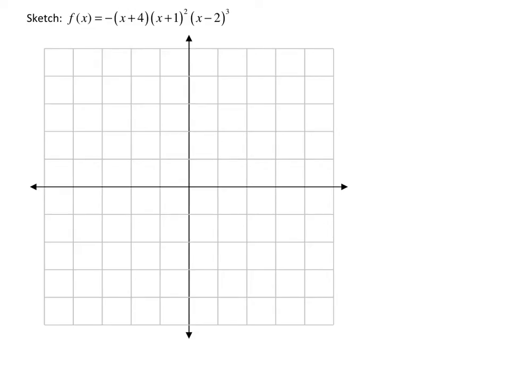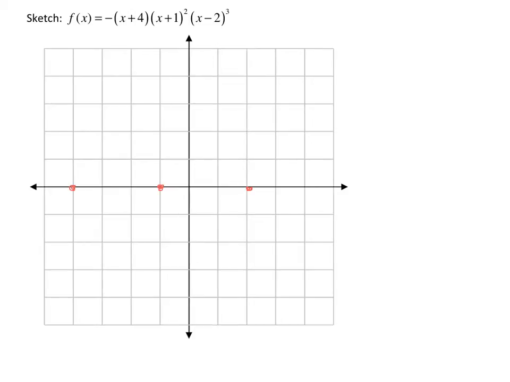Alrighty, let's sketch this polynomial function in intercept form, also called factor form. The first step is to look at the zeros. Let's plot each zero. This zero right here is -4, so let's put a dot at -4. This one, the opposite of 1 is -1, so I'll plot a zero at -1. And the last one, this -2 would be a +2 zero, so I'll put a dot at +2.